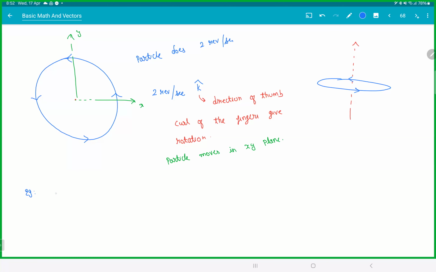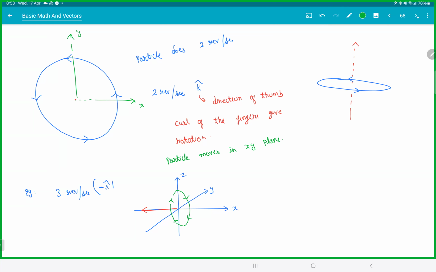For example, if I say a body is rotating 3 revolutions per second minus I cap, what is the meaning of this? It means put your thumb along the minus x-axis. So if this is x, this is y, and this is z, put your thumb in this direction, and the rotation will be perpendicular to this. So the particle is rotating in which plane? To be more precise, it's rotating like this. You're getting how it is rotating?